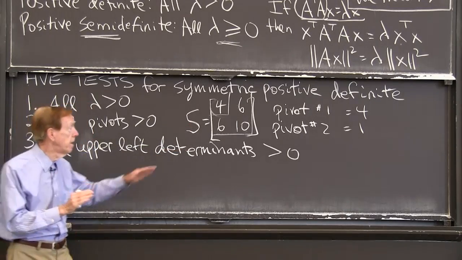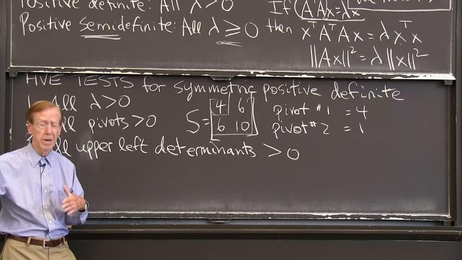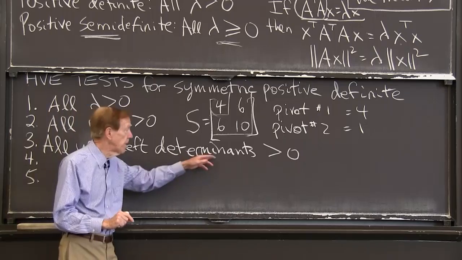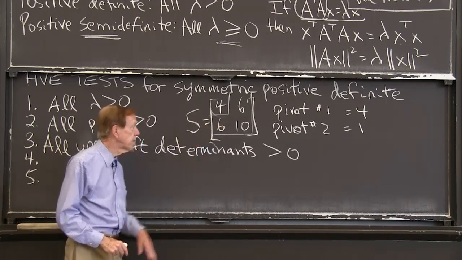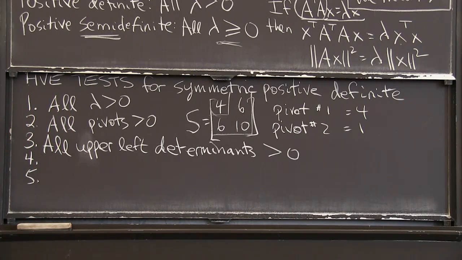But I also needed the ones on the way. I can't just find the determinant of the whole matrix. That's the last part of this test, but I have to do all the others as I get there. So it passes that test. Check. It works. So that test is passed. I'm doing more work than I need to do because one test would have done the job.